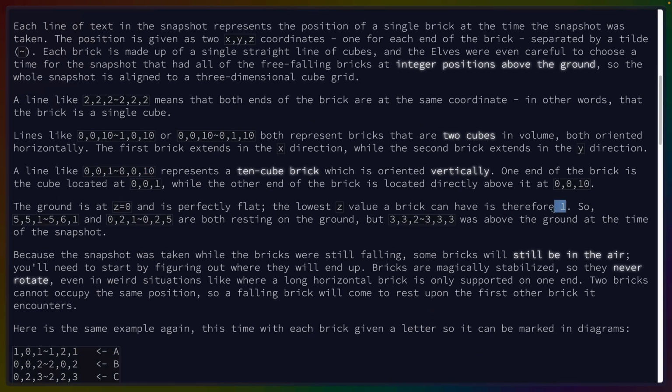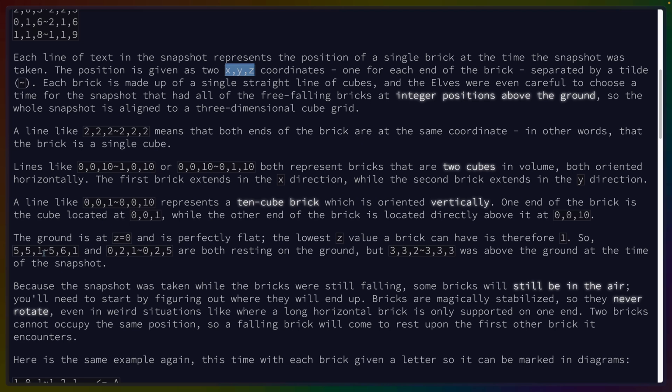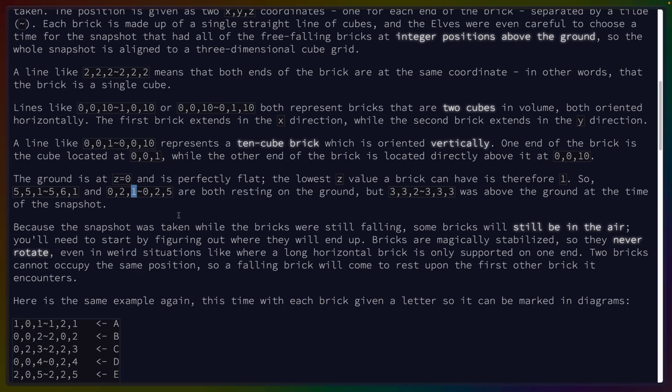This will be important. So 5,5,1 to 5,6,1 is 1 cube, and 0,2,1 to 0,2,5 are both resting on the ground. Wait, is it? I thought it was XYZ. Okay, so I guess ground is 0, but nothing else is. Anyway, that's awkward.